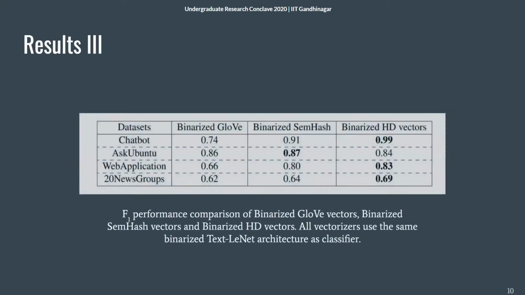Now we also performed ablation studies to confirm whether the HD vectors perform well or worse compared to GloVe or SEMhash. And we found that the binarized hyperdimensional vectors performed well on 3 datasets and performed equally well on the other dataset. So we thus prove that the binarized hyperdimensional vectors are useful as embeddings for all the 4 datasets.